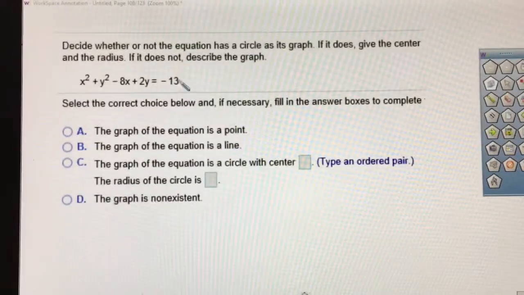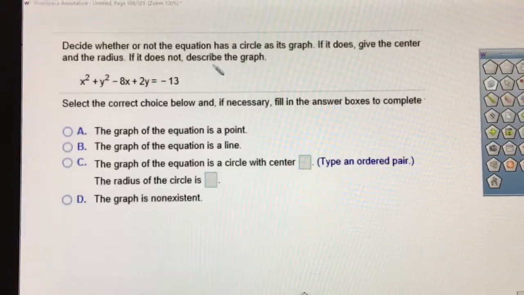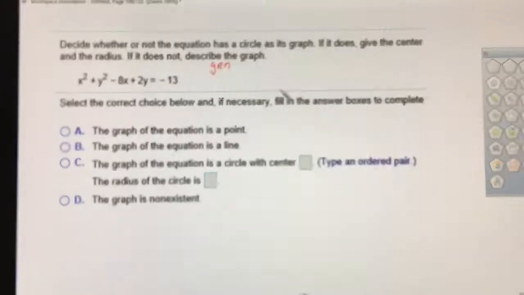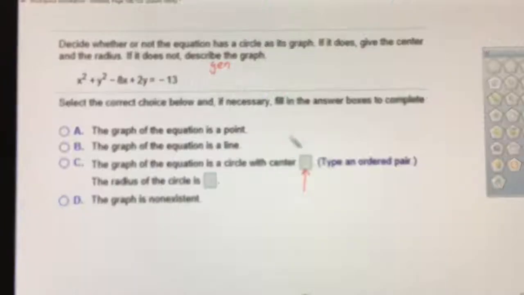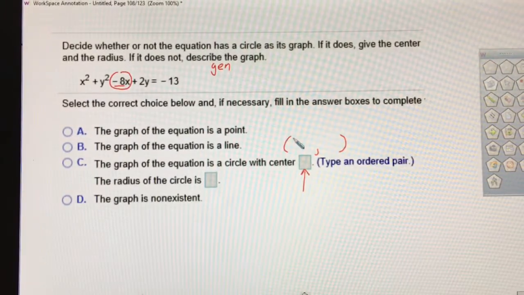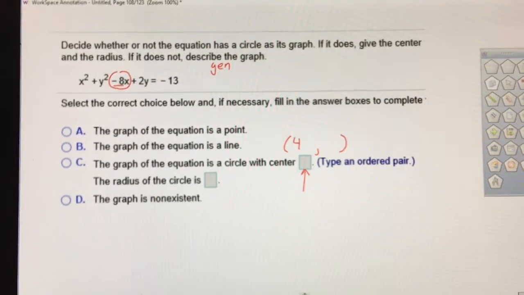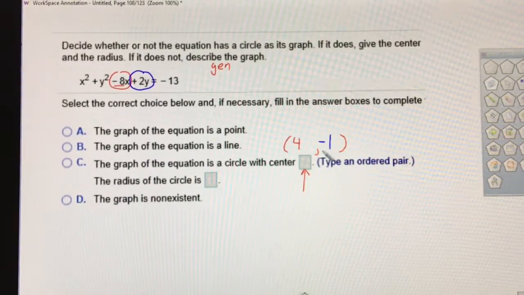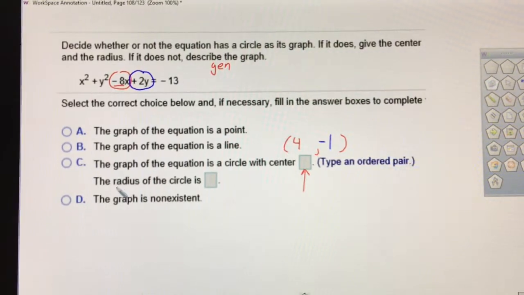They want me to figure out what the center and radius of this is, and it's written in what's called general form. This is a little rough. There's a little shortcut. I can quickly figure out what the center is, and that goes in this spot, and it's going to be a coordinate. All I need to do is take half of that term, and half of negative 8 is negative 4, but then I change the sign, so it's going to be 4. Then I take half of this y term, which is 1, but I change the sign to negative 1. So there's the center.